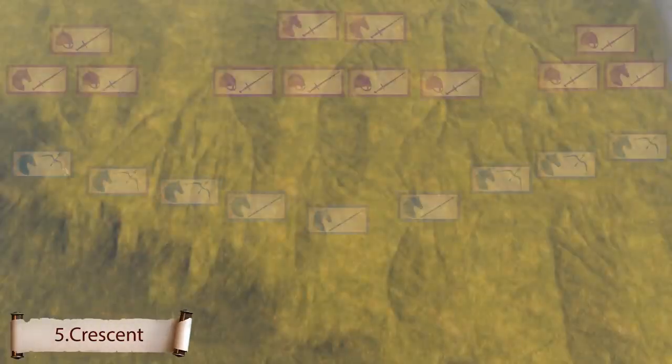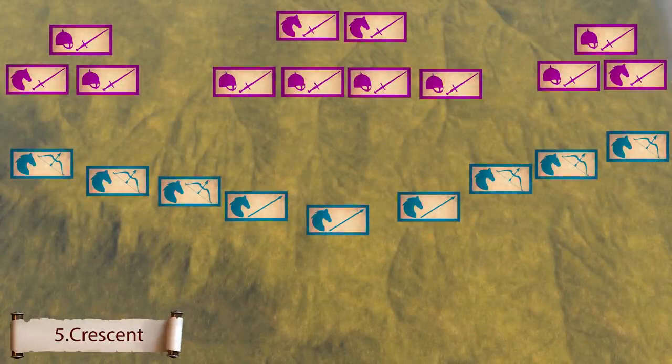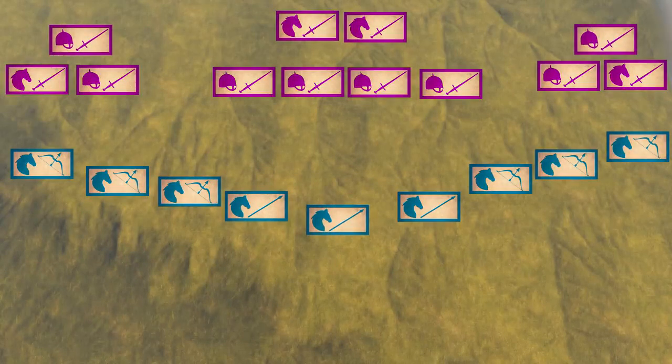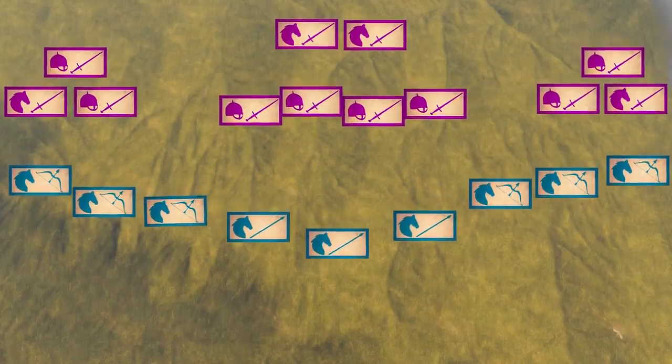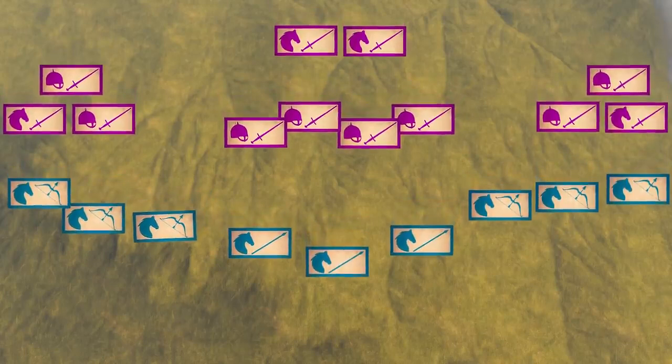The Crescent Formation is another form of the inverted wedge, and it was used by the winning side during the Battle of Manzikert in 1071. In this battle, Seljuk Sultan Alp Arslan positioned his flanks closer to the Byzantines, while his center lagged behind. Byzantine army outnumbered Seljuks and was pressuring it.